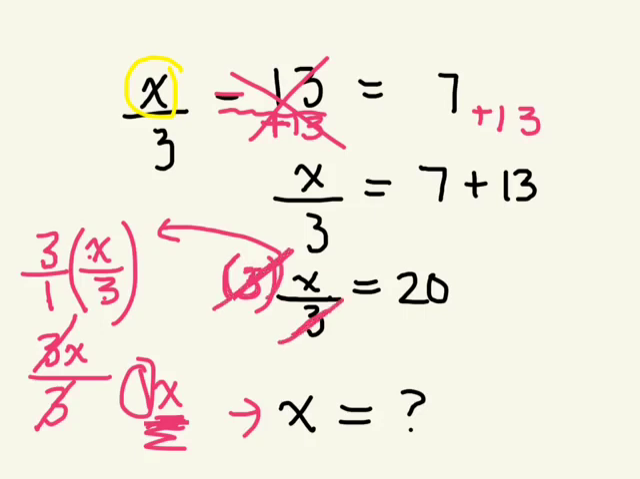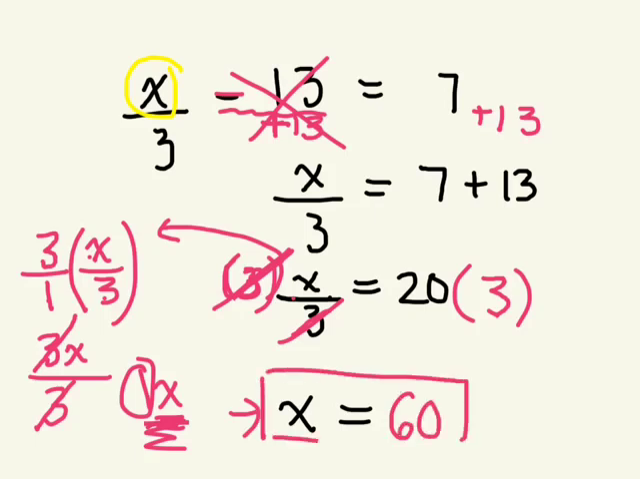You're undoing the operation. What do I have to do to the right side? You have to multiply. Good. We have to multiply by 3. We know the opposite of division is multiplication. So 20 times 3 is 60. So x is equal to 60.